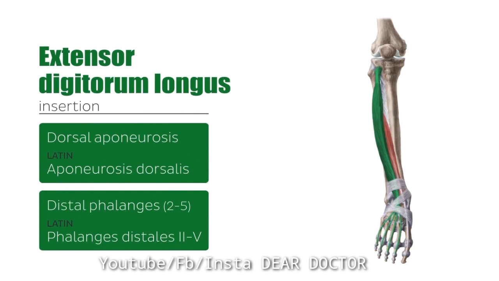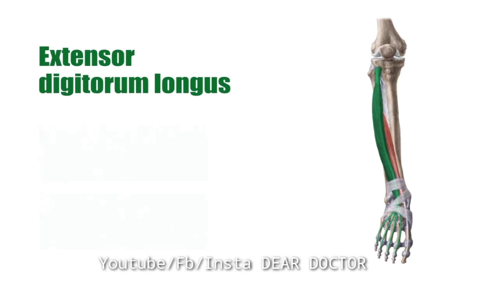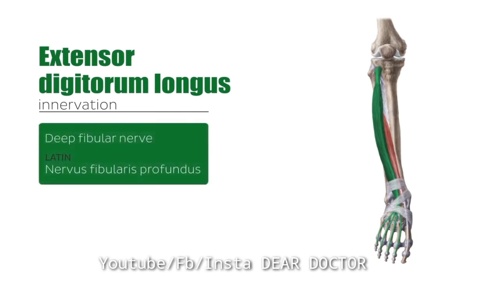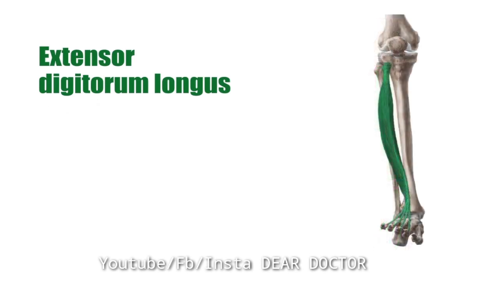Now we're going to move on to the innervation of this muscle. What you need to know is that just like the tibialis anterior, the extensor digitorum longus muscle is innervated by the deep fibular nerve. And it is time for us to move on to the different functions now seen here, also represented by this image on the right side.